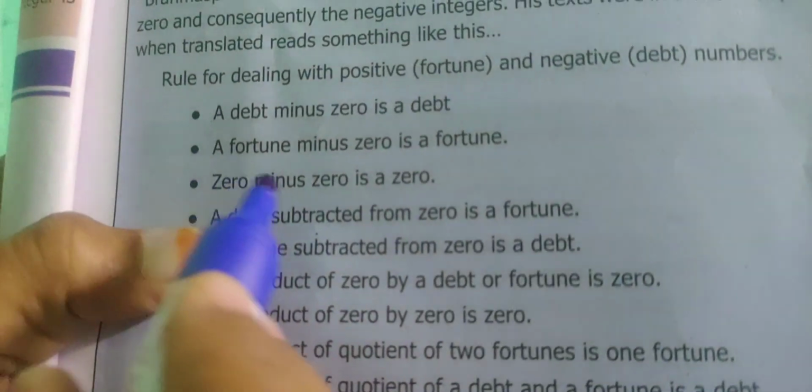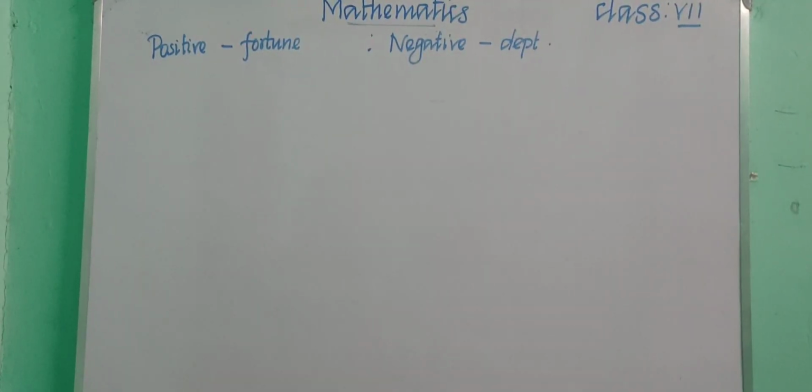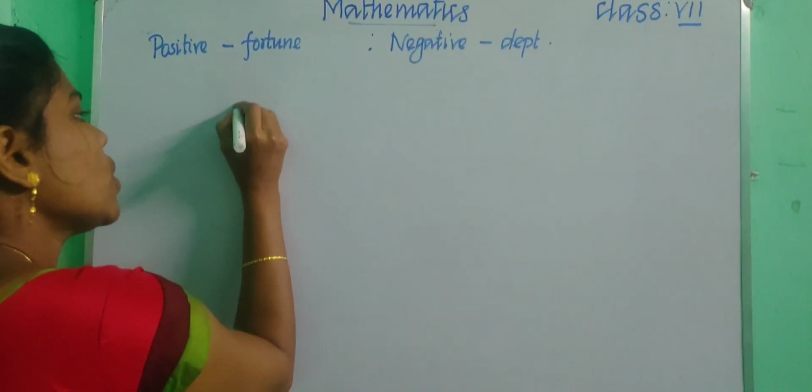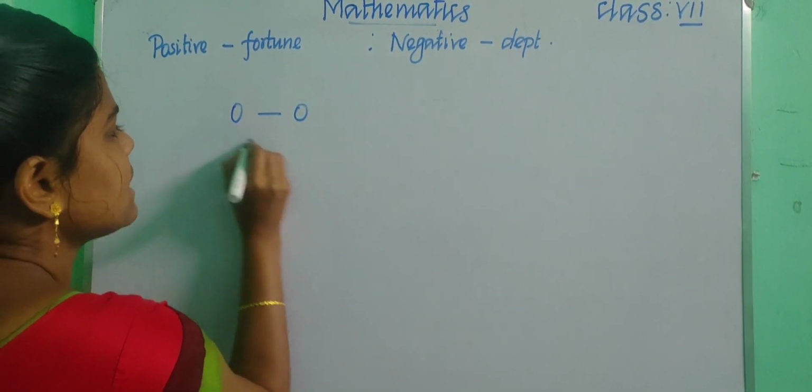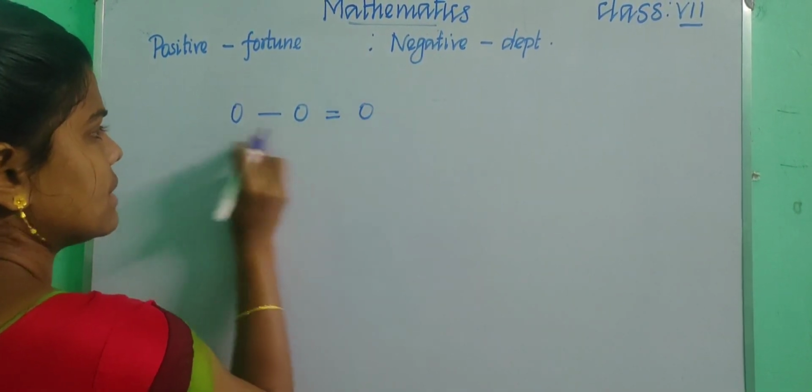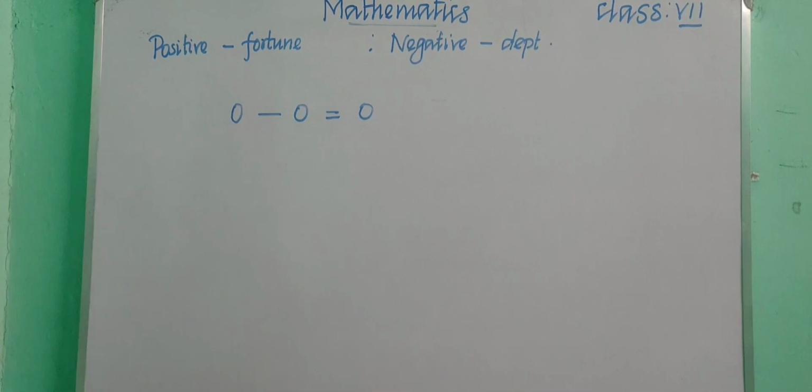See, 0 minus 0 is a 0. Okay, so simply 0 minus 0, what will you get? 0 minus 0, we will get 0, right? 0 minus 0 means 0. So that is the next rule.